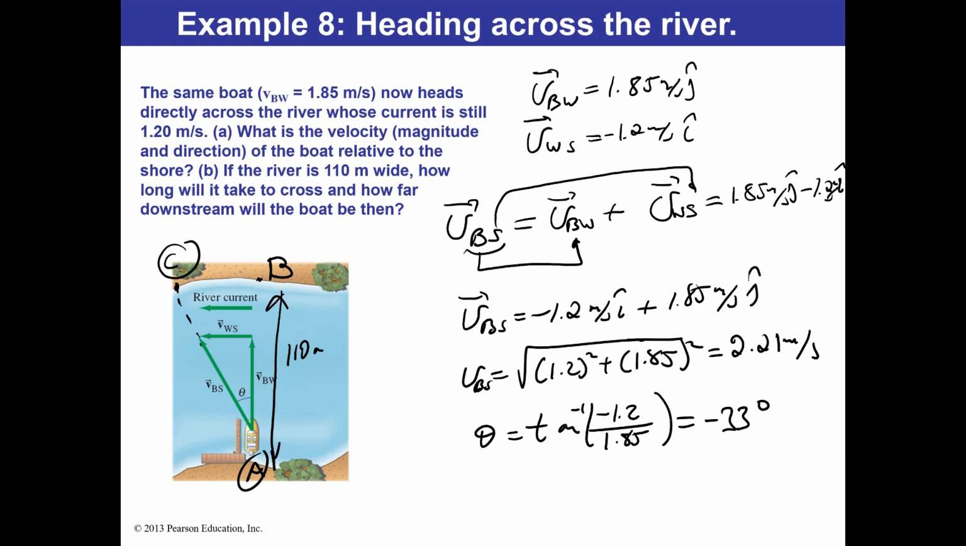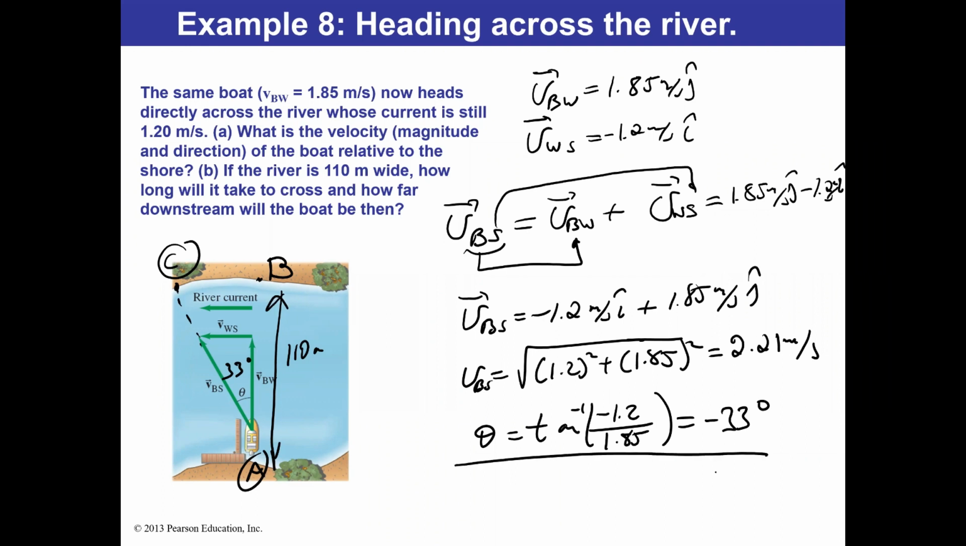All right, so if I do this calculation, negative 1.2 divided by 1.85, I'm going to get negative 32.9, which is basically negative 33. Which is the angle that it will make, so let's say 33 degrees, like that. Okay, so then what do we do from here?